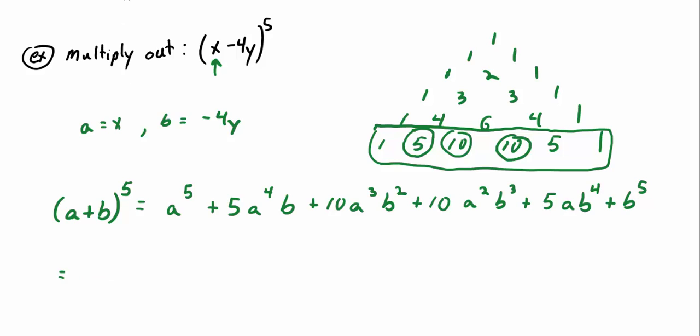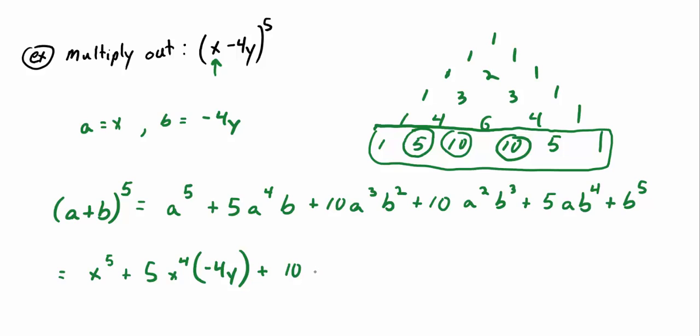So let me make some room here. So x to the 5th plus, okay, 5. A is x, so that's easy, right? x to the 4th. And then b is negative 4y. That's easy enough. We'll calculate that in the next step. Plus, give me the next one. So you're filling in 10a cubed b squared with the appropriate a and b.